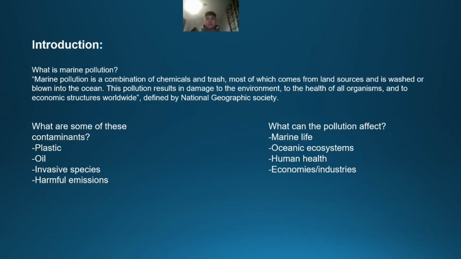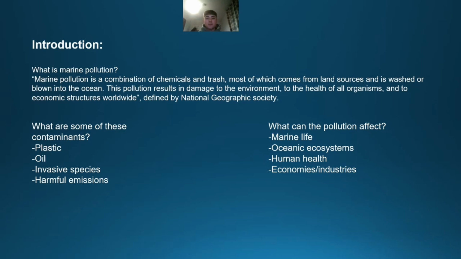Marine pollution is defined by the National Geographic Society as a combination of chemicals and trash, most of which comes from land sources and is washed or blown into the ocean. This pollution results in damage to the environment, to the health of all organisms, and to economic structures worldwide. The problem of marine pollution includes a variety of contaminants and processes that negatively impact both the health of the oceans and the lives of countless species within them.